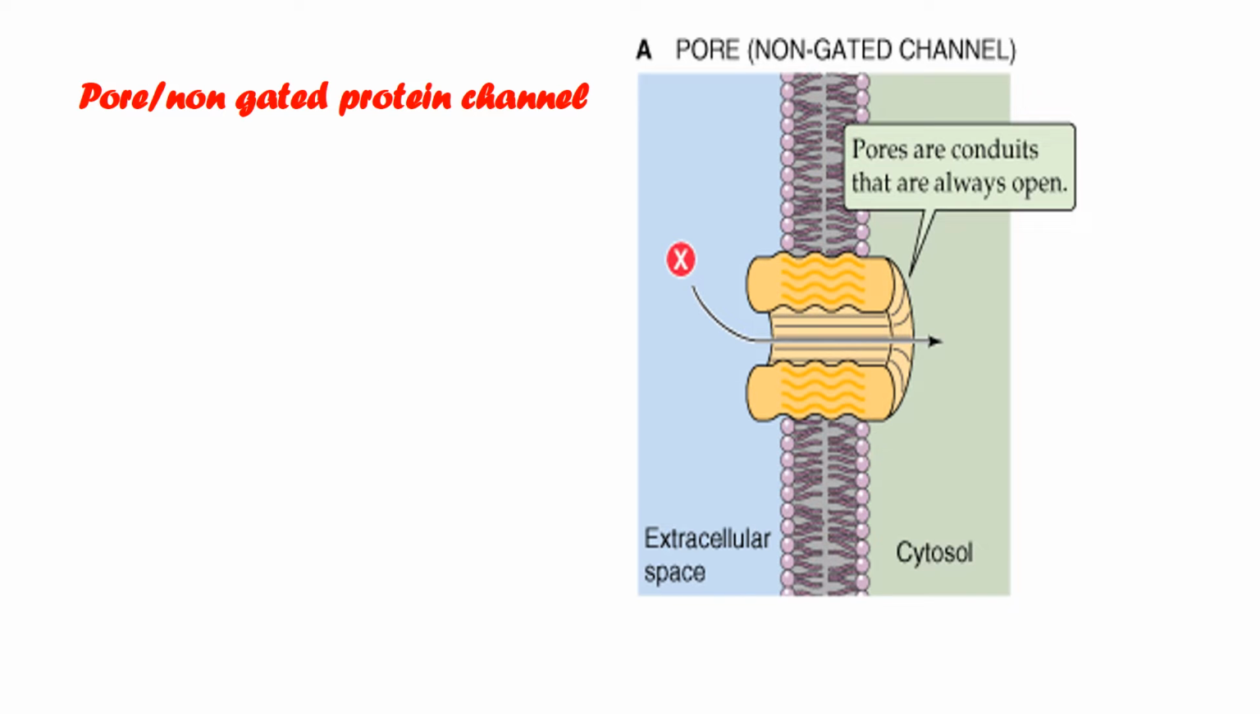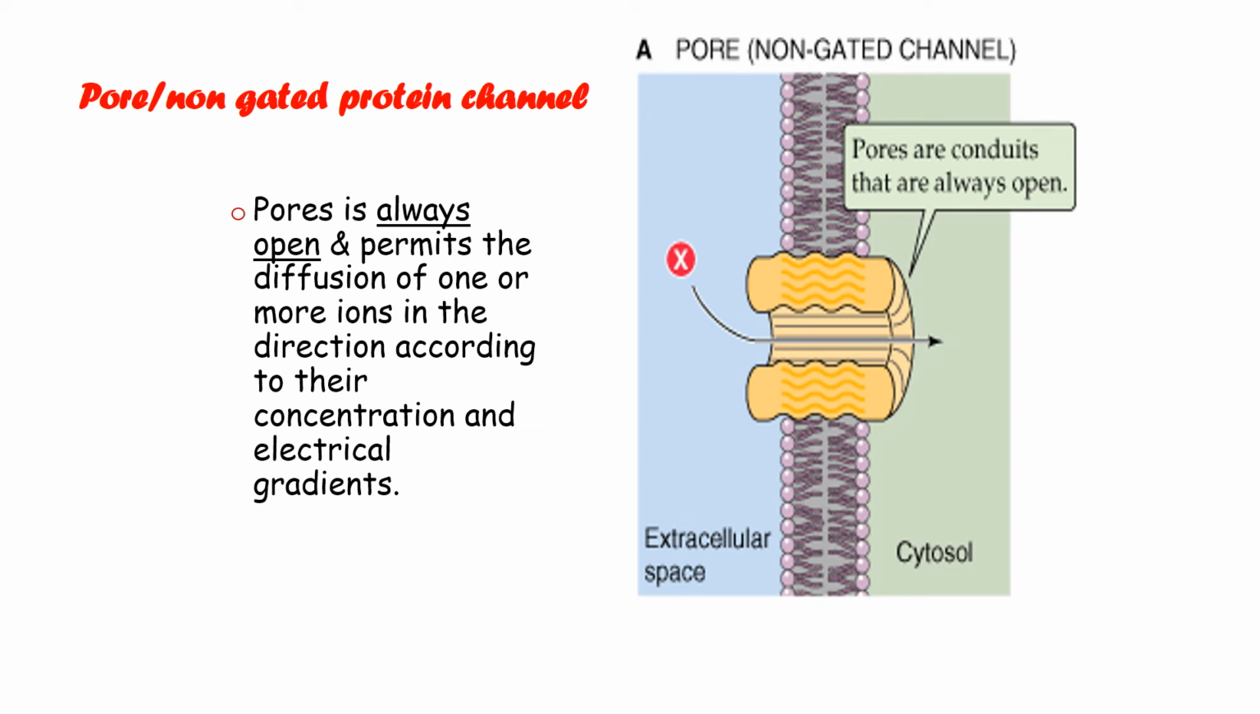Pore is an example of a protein channel which is an integral protein, and as you can see in this figure, it allows for the movement of substances according to their concentration gradient, from a region of high concentration to a low concentration. An important characteristic point about pores is that they are non-gated, so they are always open and allow for the free passage of the substances.